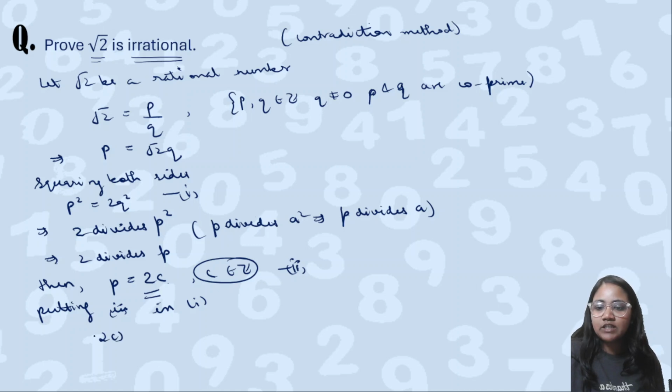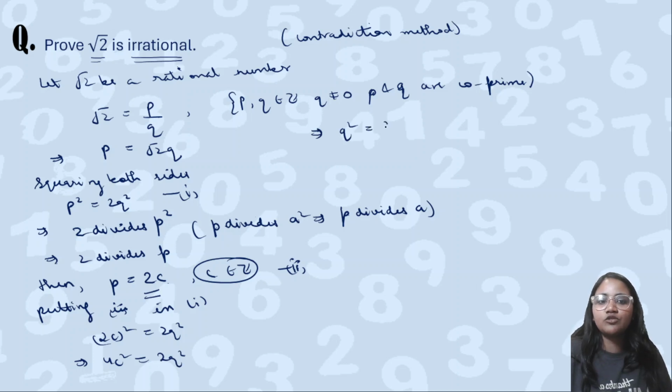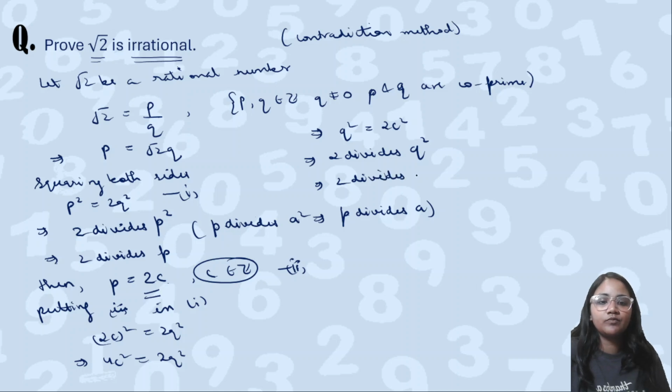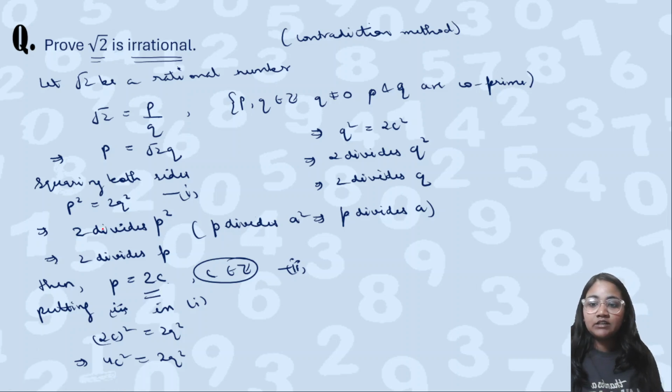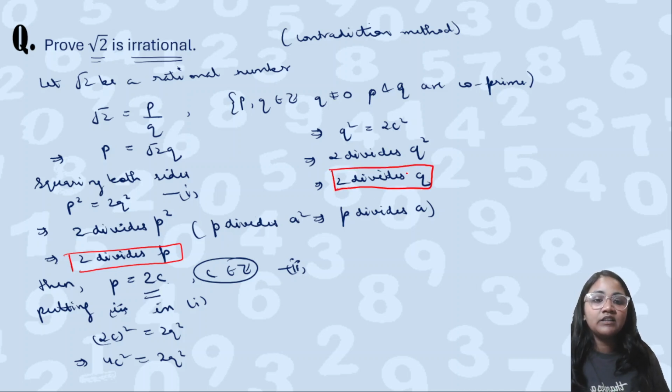We will get (2c) square is equal to 2q square. This implies 4c square is equal to 2q square. So what are we getting? We are getting that q square is equal to 2c square. So now here we can write that actually 2 divides q square also. This implies that 2 divides q. So now you need to give attention to the fact that 2 divides p and 2 divides q. This means that p and q have 2 as their common factor.